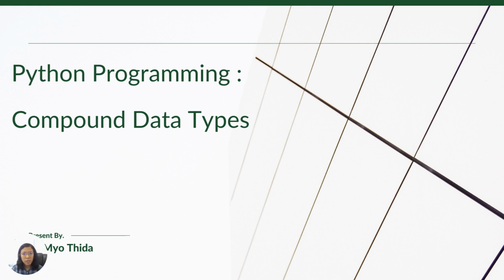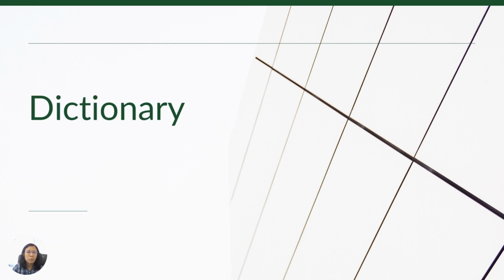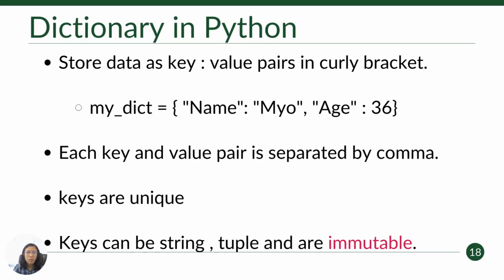Welcome to Compound Data Types for Python programming again. Yesterday you learned tuple and list, these compound data types. Today you are going to learn the dictionary. Dictionary is one of the important data types for data analytics and data scientists.